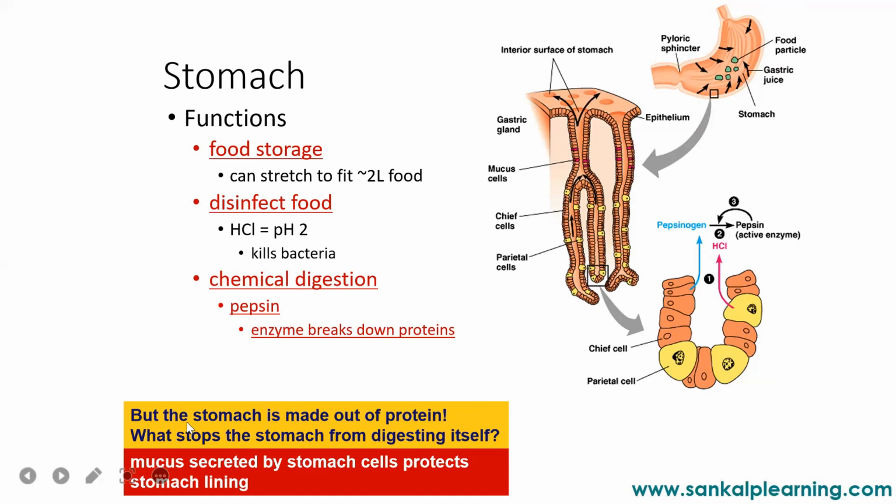But what happens there, the stomach has a substance called as mucus. Mucus secreted by stomach cell protects the stomach lining. So it has a lining, which is made up of mucus, which prevents it from the pepsin. Stomach inner layer is made up of mucus.